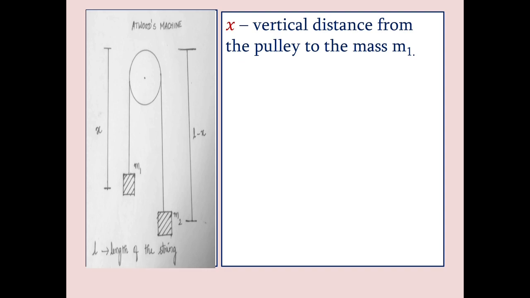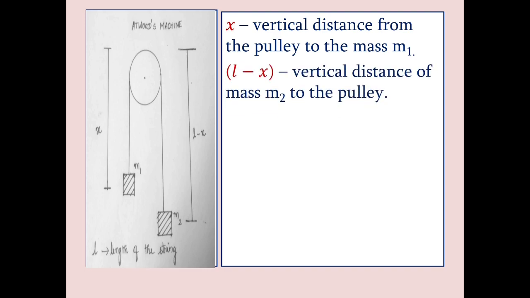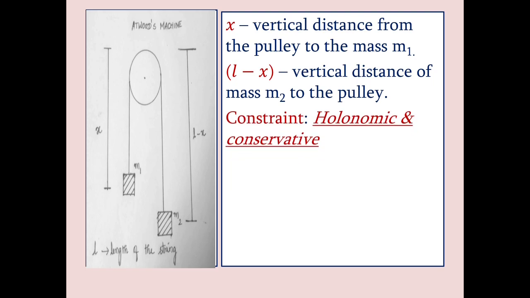So let us take the mass m1 at a vertical distance x from the pulley. We know the total length of the string is L. So if mass m1 is at a distance x, then the remaining distance L minus x is the vertical distance of mass m2 to the pulley.